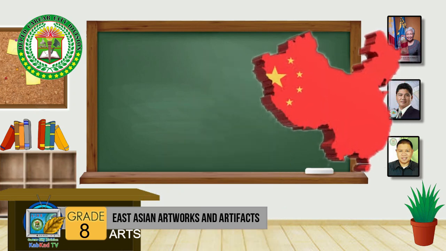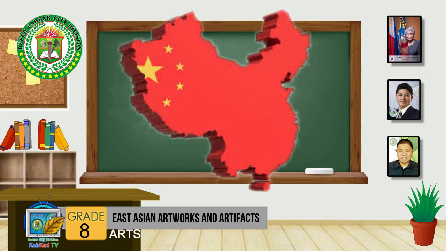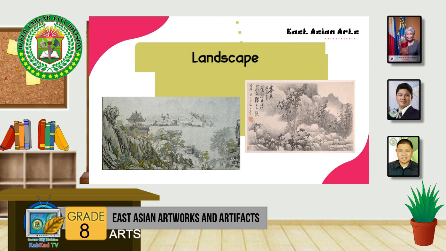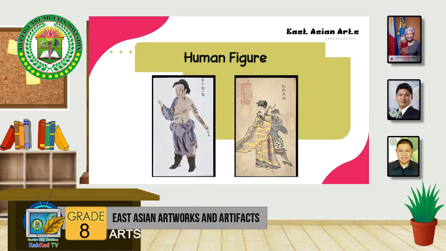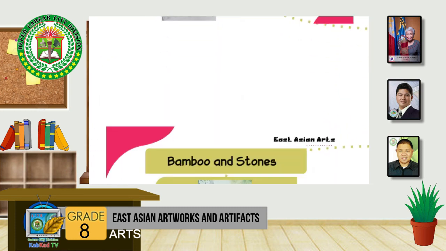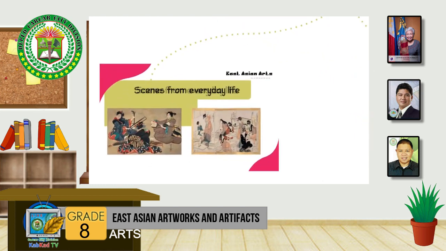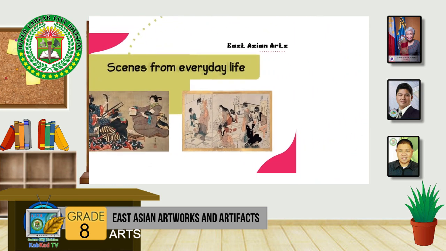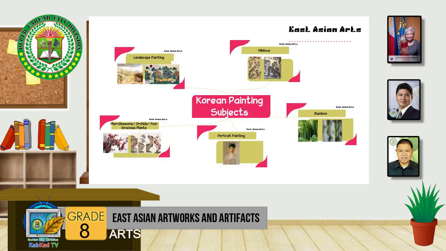What are the painting subjects or themes in China? They are flowers and birds, landscapes, palaces and temples, human figures, animals, and bamboos and stones. How about paintings in Japan? Their main subjects are scenes from everyday life and narrative scenes crowded with figures and details.